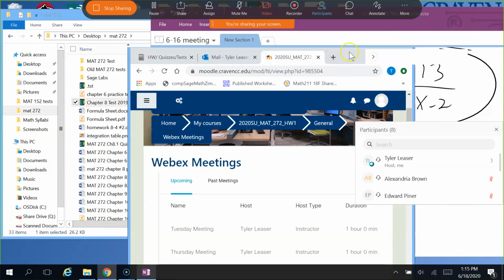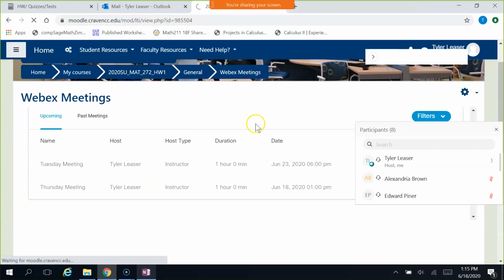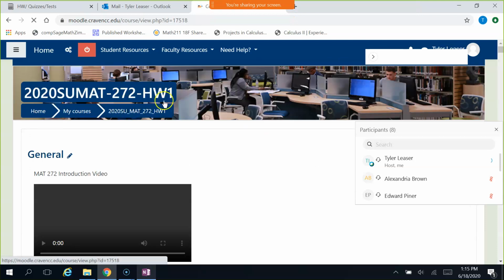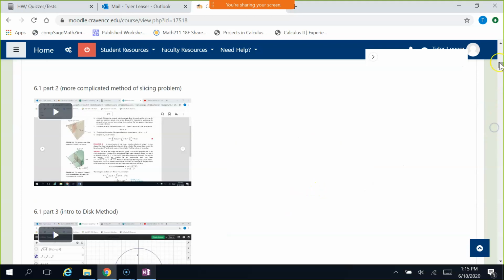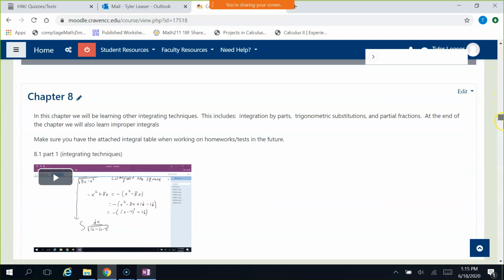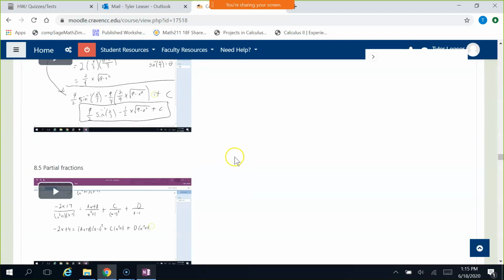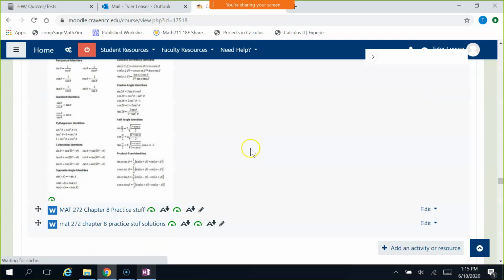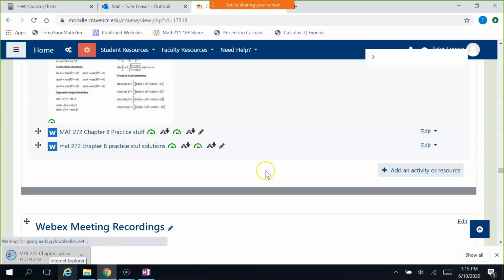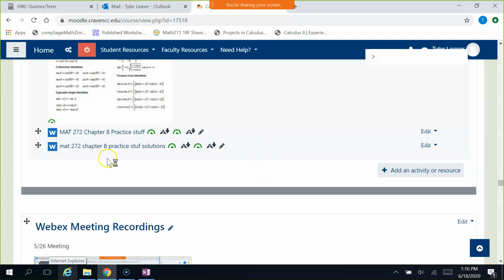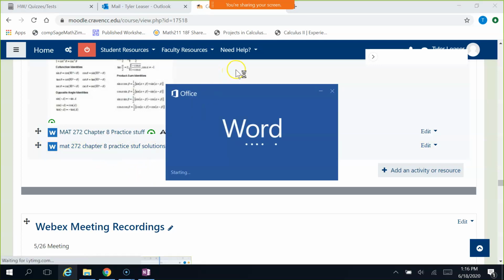I do want to point out, as you guys are searching for homework questions, here on our Moodle page, if you go down to the bottom of the chapter 8 section, past all the million videos, way down here, I have a little practice thing. I named it a silly thing, but this practice is pretty good for the chapter 8 test. I think it has pretty much everything you're going to need to worry about. And then this other thing is the solutions to this practice.